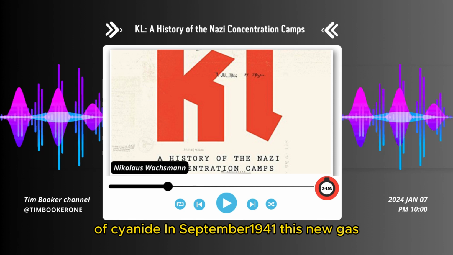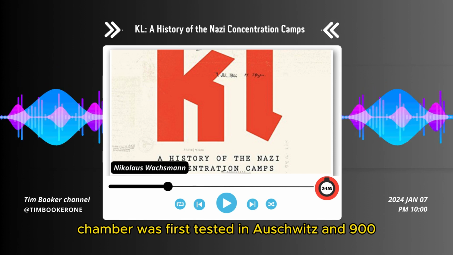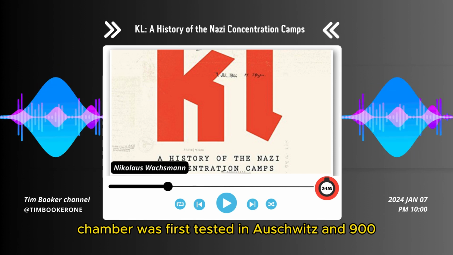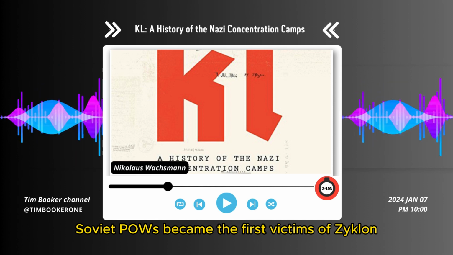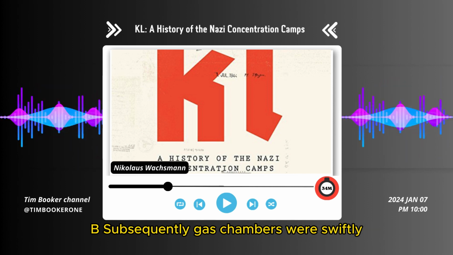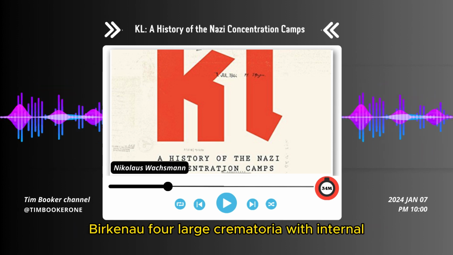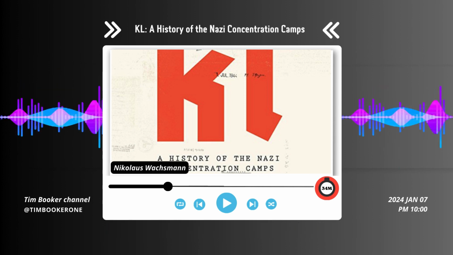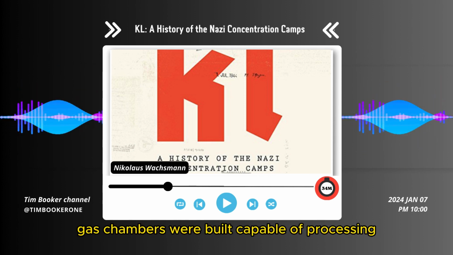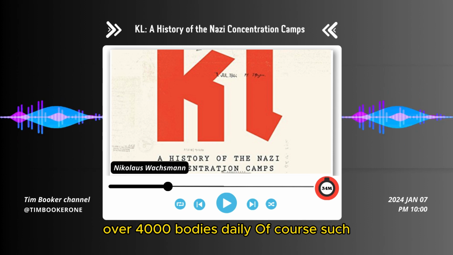In September 1941, this new gas chamber was first tested in Auschwitz, and 900 Soviet POWs became the first victims of Zyklon B. Subsequently, gas chambers were swiftly introduced to other camps, and near Auschwitz, in Birkenau, large crematoria with internal gas chambers were built, capable of processing over 4,000 bodies daily.